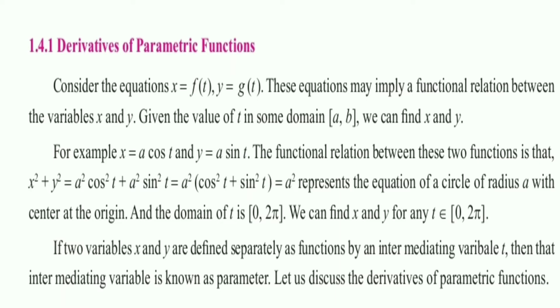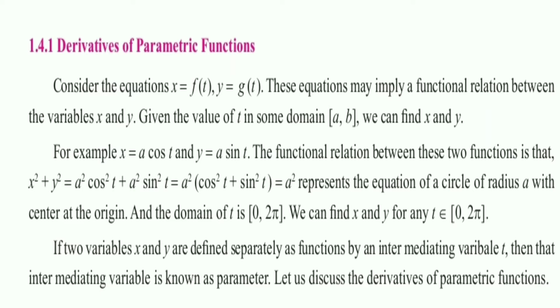For example, x equal to a cos t and y equal to a sin t. The functional relation between these two functions is that x square plus y square equal to a square cos square t plus a square sin square t. Take a square common, therefore this is equal to a square into (cos square t plus sin square t), and cos square t plus sin square t equal to 1. Therefore this is equal to a square.